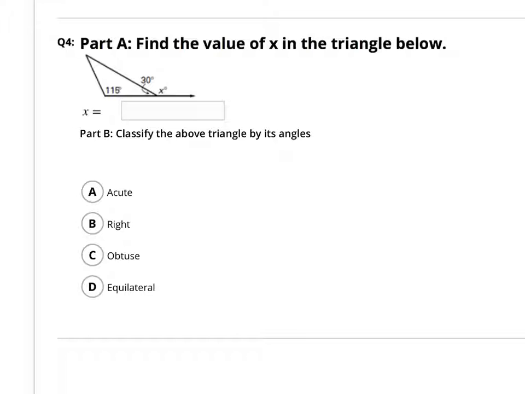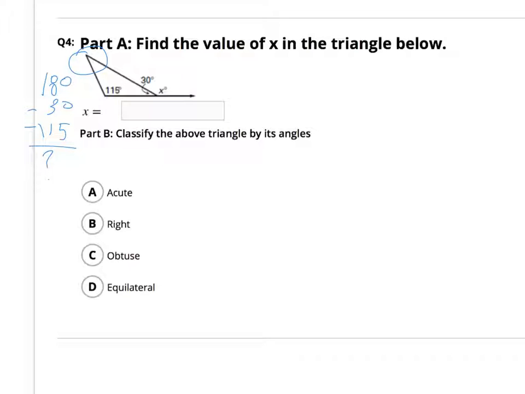On question number 4, we want to again find x. The only difference is this time x is this outside angle. All right. So to get this angle, you add these two angles together. Problem is, we don't know what they are at the moment, do we? Well, you can figure it out. You've got two of the angles, so if you just take 180 degrees, subtract 30, subtract 115, that's going to give you this angle up here.